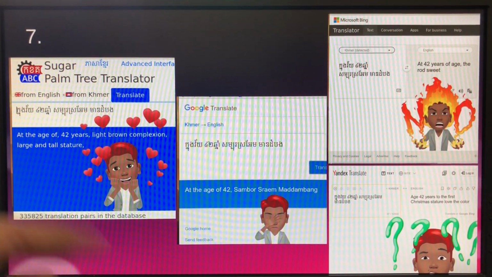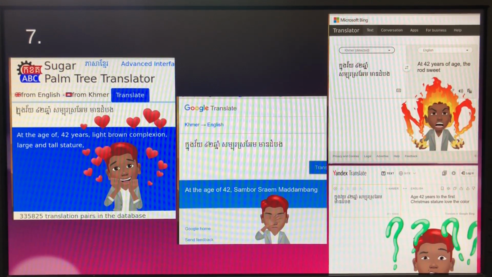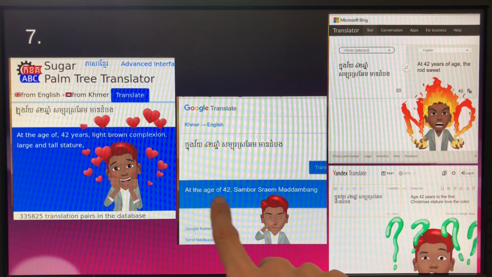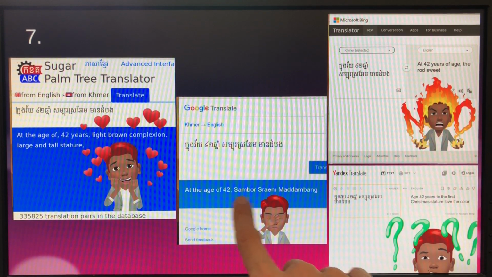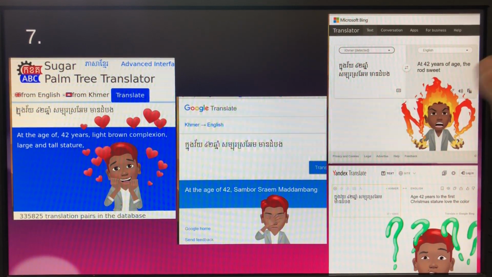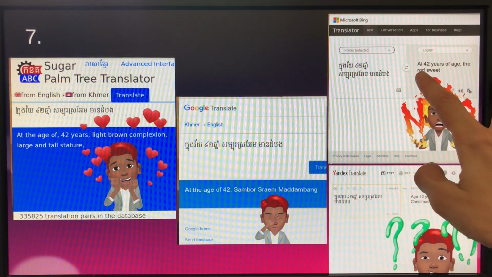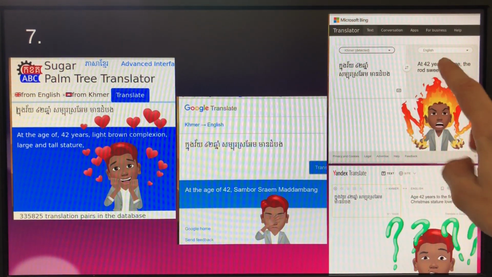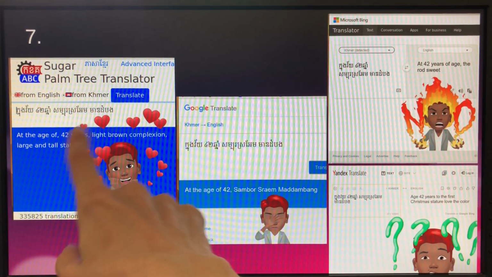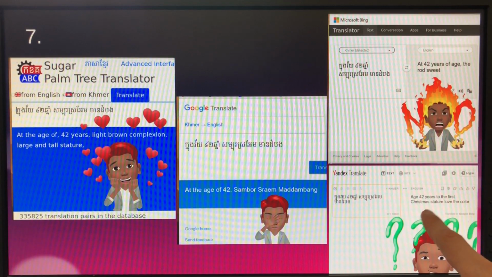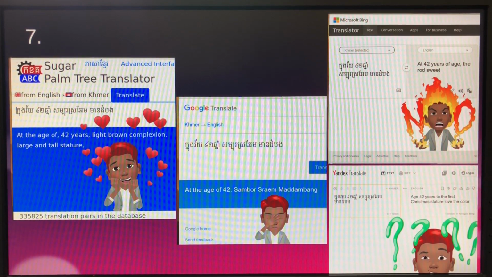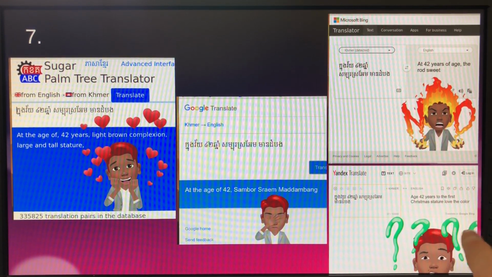Sugar Palm Tree Translator translates 100% correctly, clear in detail, exact word, I know exactly what it means. Google Translate: at the age of 42, Sambo Sram Madambong. This part is just not translated, it's just transliterated. The Khmer pronunciation doesn't tell us what it means. Microsoft Bing: at 42 years of age, the rat sweet. Here Microsoft has some kind of sexual fantasies or what? It was definitely not in the input. Yandex Translate: age 42 years to the first Christmas statue of the car. There's nothing about Christmas, nothing about loving.